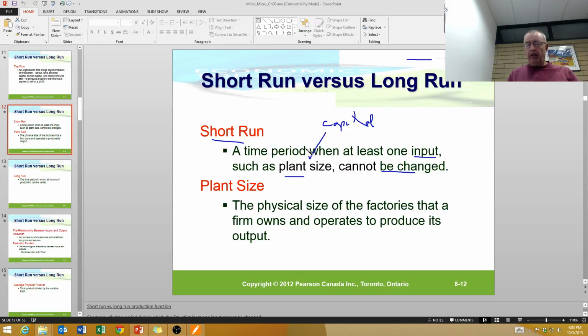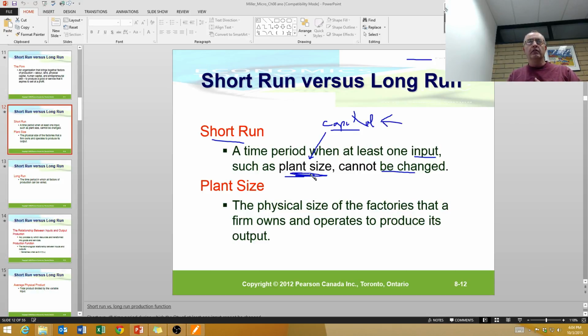And capital in economics means physical capital, not financial capital. Or at least I should say in this section of economics, in classical economics, capital as an input, capital as a factor of production, refers to physical capital.